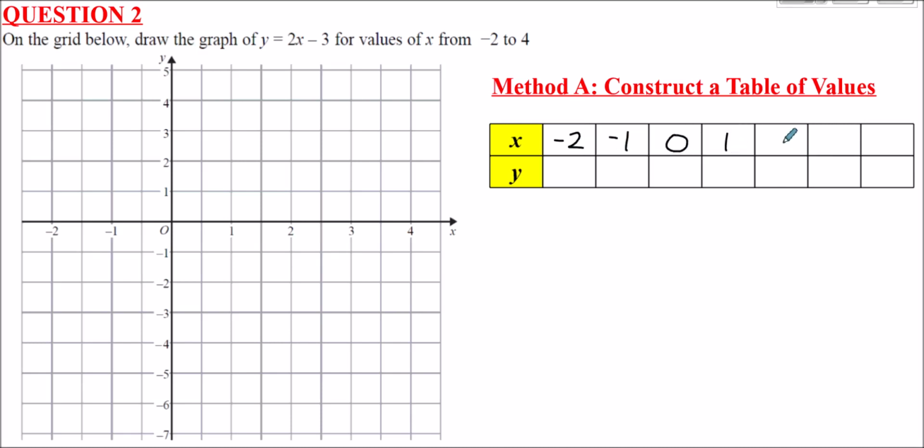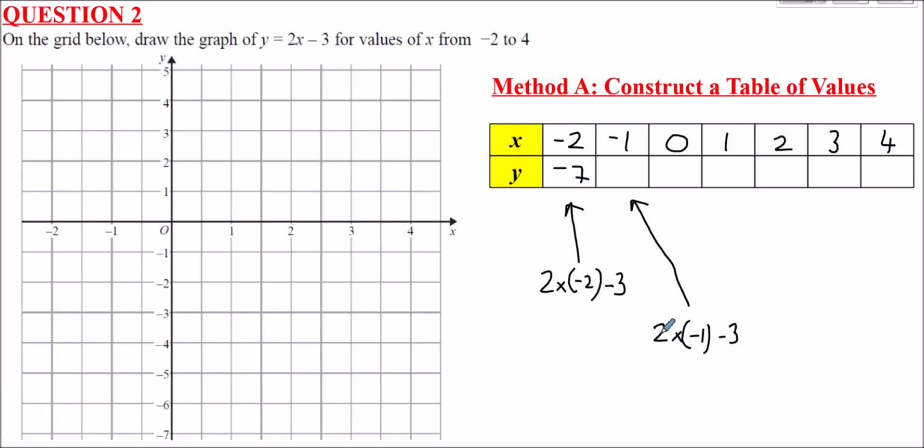So fill in these values, and then we can just substitute in our values of x into this expression to work out the corresponding values of y. So at the bottom here, when x is minus 2, y is going to be 2 times minus 2 minus 3. If you try that on your calculator, you'd get minus 7. The next one, we're going to have 2 times minus 1 minus 3. 2 times minus 1 is minus 2, minus another 3 gives us minus 5.